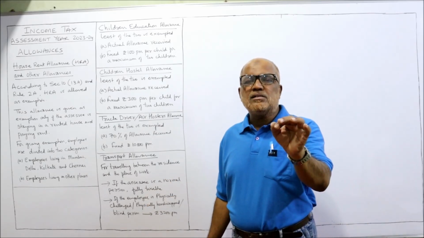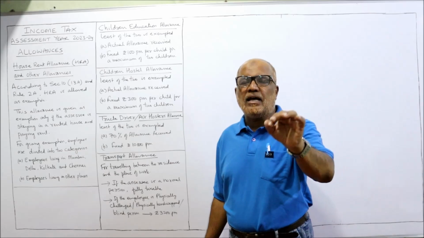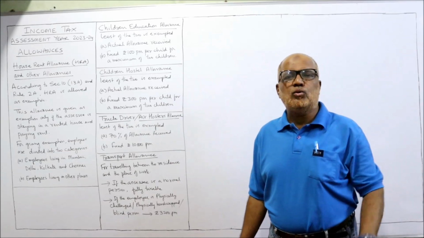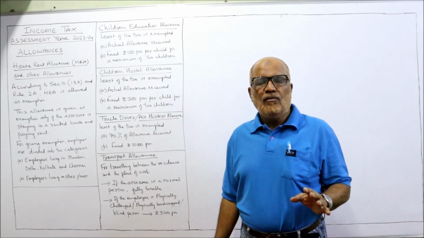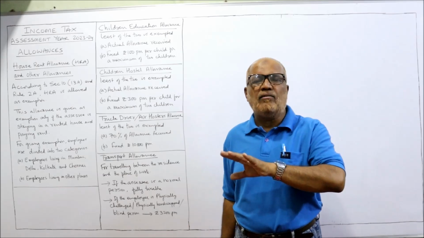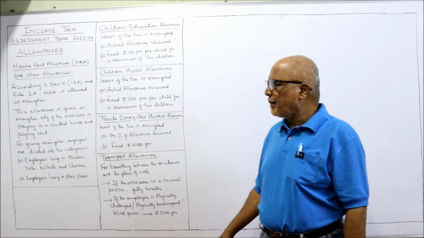Remember, the provisions are the same for the last assessment year and this assessment year. So if on the board it is given as assessment year 22-23, ignore it. For 22-23 and 23-24, the provisions regarding these allowances are the same.